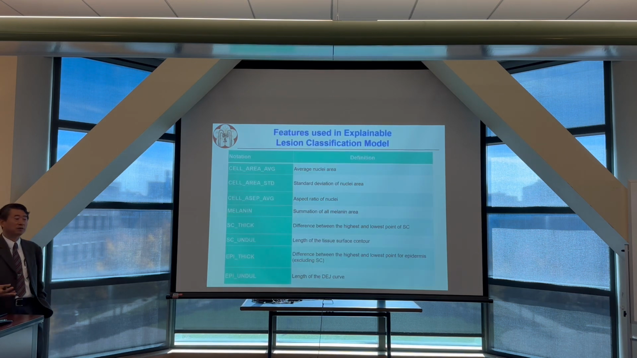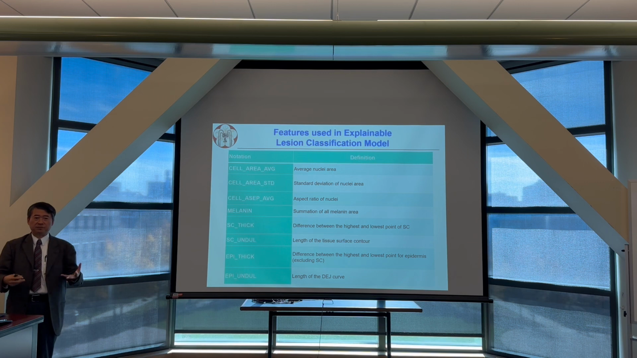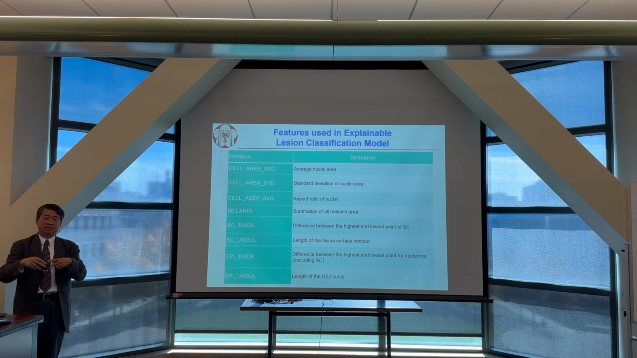From each of our images, we try to extract some features. For example, from the human skin, you can find out the average cell size. This is something important related to diseases. Or the standard deviation of the nuclear area. The average length of your DEJ. The amount of melanin. The thickness of your stratum corneum. So we try to extract many different parameters, because these parameters may be related to whether the image shows a cancer or not, whether it's some disease or not.